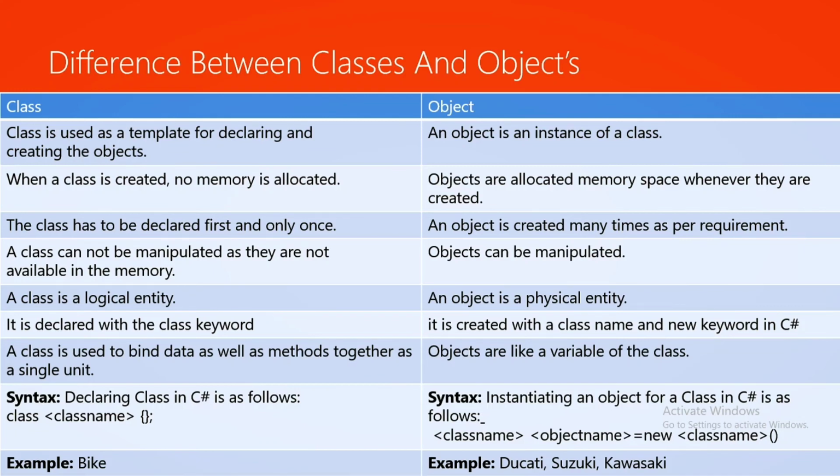A class example I can give is a bike. The blueprint of the bike is implemented by Ducati, Suzuki, Kawasaki, and each of those bikes is nothing but an object of the class.